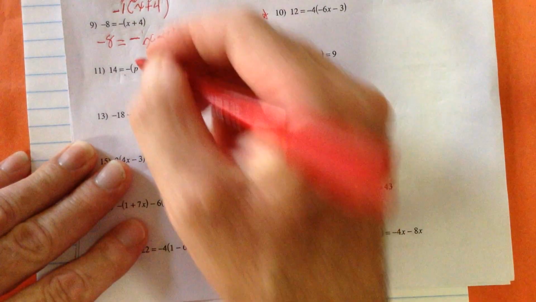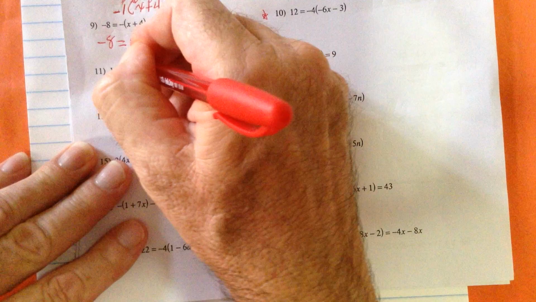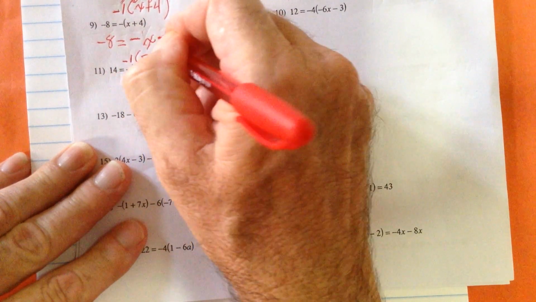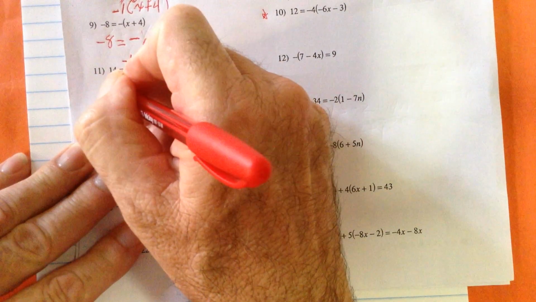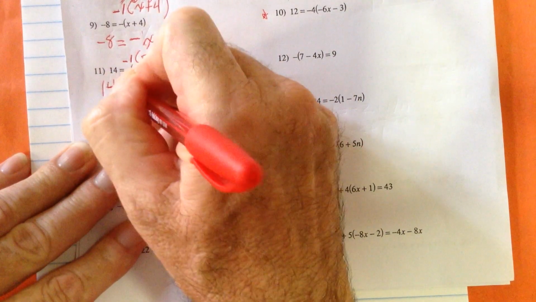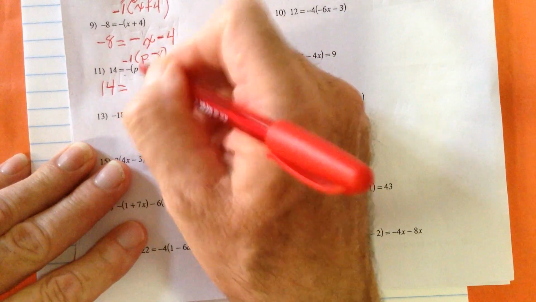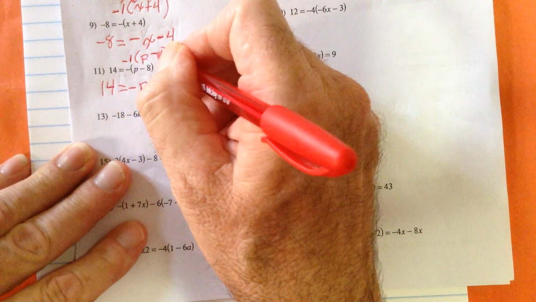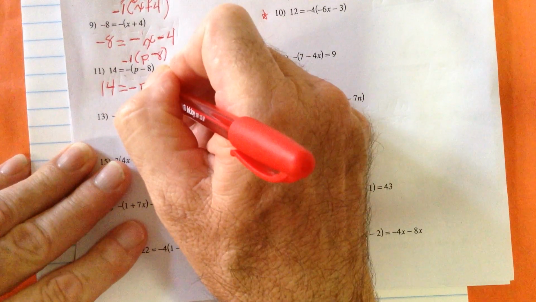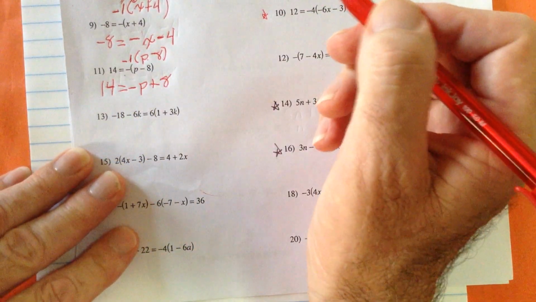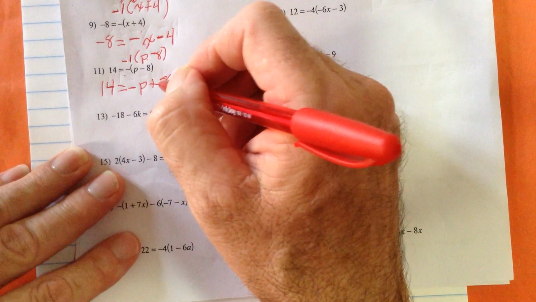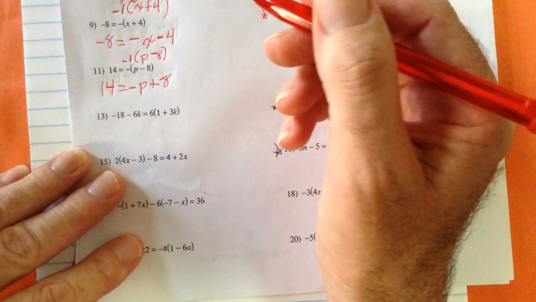Just like here, you've got to look at that as negative 1 times p minus 8. So when you do this one, 14 equals negative 1 times p, that would be negative p. And then negative 1 times the negative 8, that would be a positive 8. So if I finish this one out, I've got 14 equals negative p plus 8.